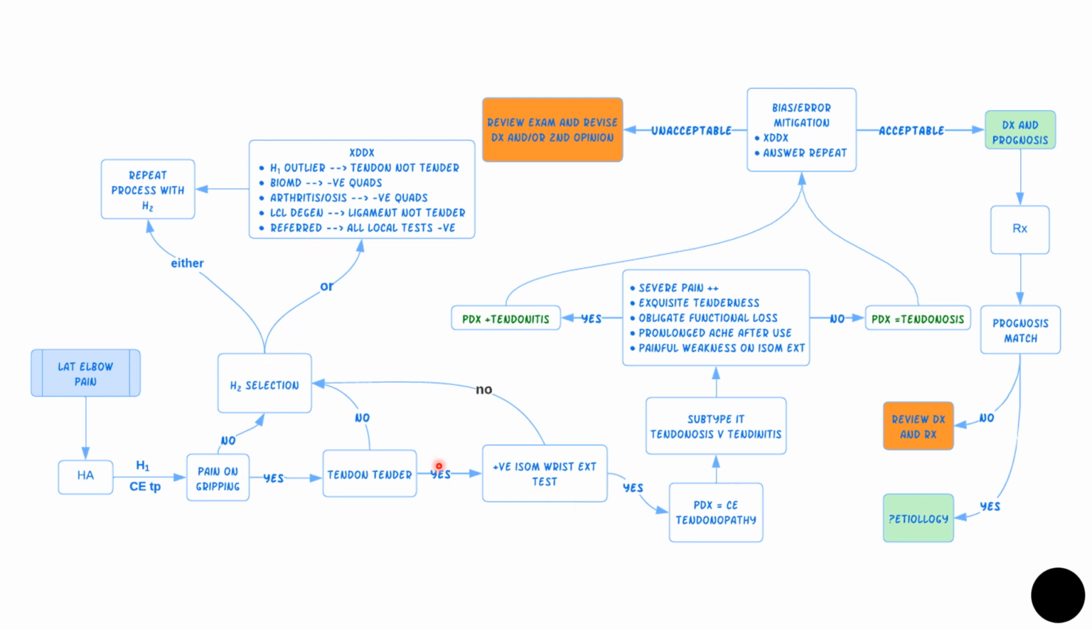So we've made a provisional diagnosis of tendinopathy. Now we're subtyping, and this would indicate whether it's a tendinitis or a tendinosis. Severe pain, I mean severe pain. This isn't you pressing your thumb in trying to figure out if it's tender or not. This is you rubbing your finger over the top of their skin and them screaming at you. The pain is severe enough that it causes obligate functional loss. They can't not just grip strongly, they can't grip. There's prolonged aching after they do try to use it. And there's painful weakness on isometric wrist extension.